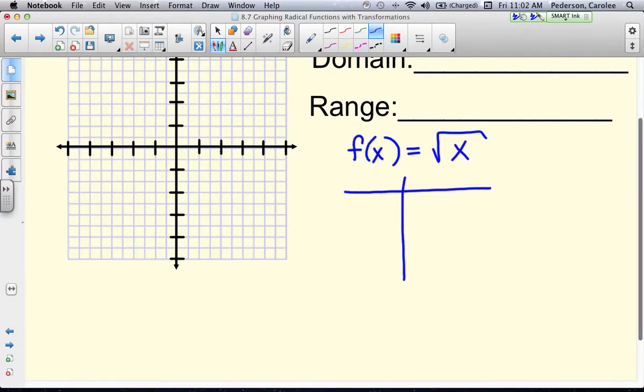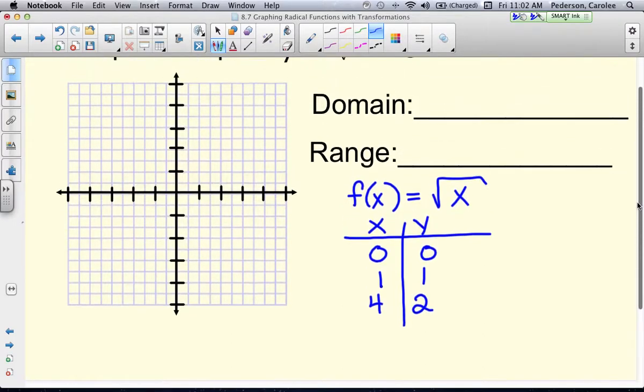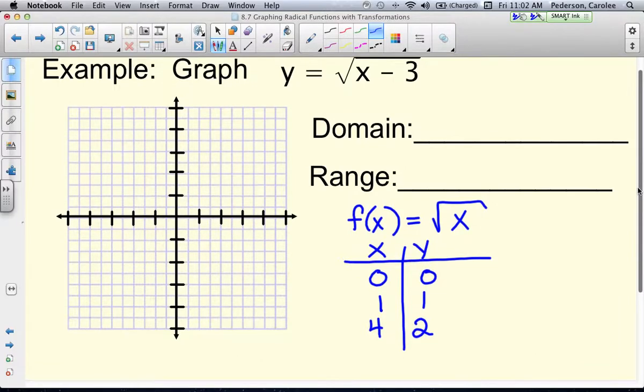So this is the parent function, x and y. Remember when we substituted 0 in for x, we got 0. When we substituted 1 in for x, we got 1. We substituted 4 in for x, and we got 2. I'm just going to focus on those three ordered pairs and graph it in blue. So over 0, 0, up 1, 1, over 4, up 2. There is our blue parent function.